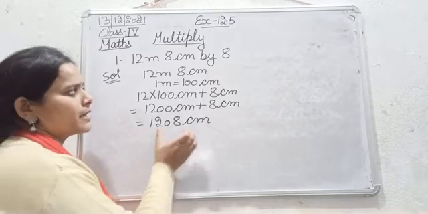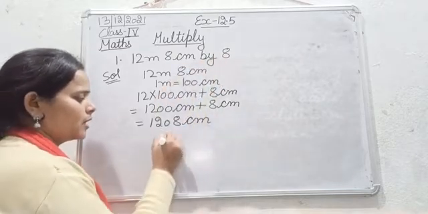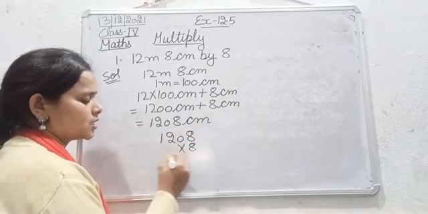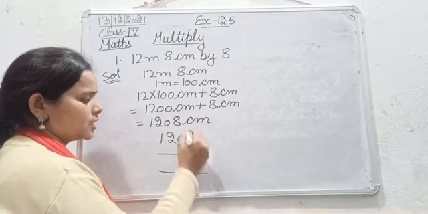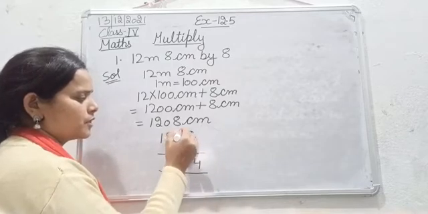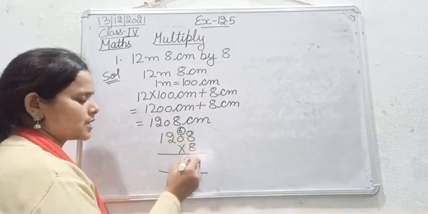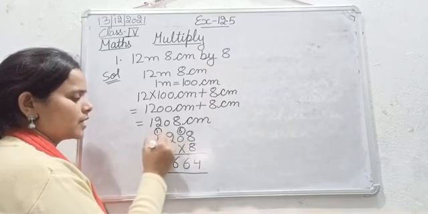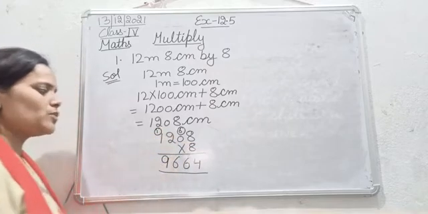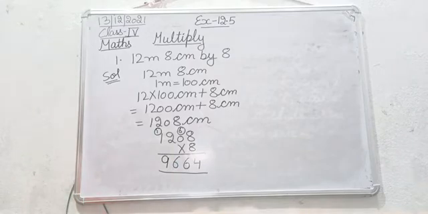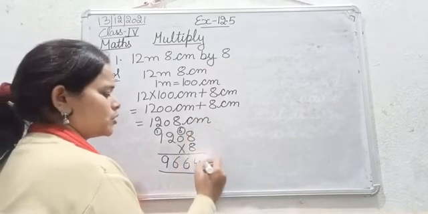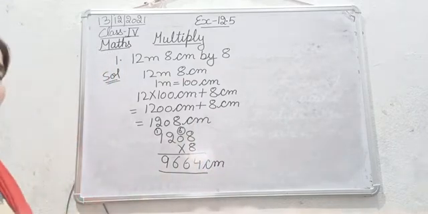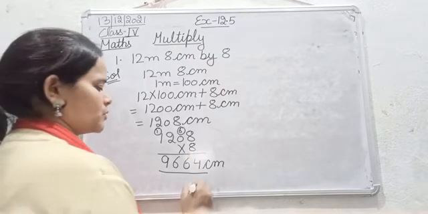Now just simply multiply it with 8. So multiply 1208 centimeter with 8. 8 8s are 64, 4 carry 6. 8 zeros are 0 plus 6. 8 2s are 16. 8 1s are 8 plus 1, 9. So after multiplication we got 9664 centimeter. This is centimeter because we have done the multiplication after the conversion.